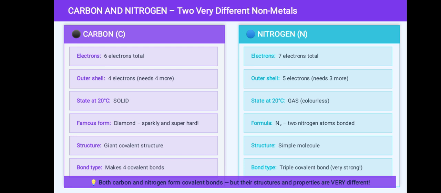This is the same idea of covalent bonds but completely different results. Both are made with covalent bonds, but they are very different from each other. One is a hard solid and the other is a gas. The reason lies entirely in how the atoms are arranged in their structure. And that's what our next slides will explain.